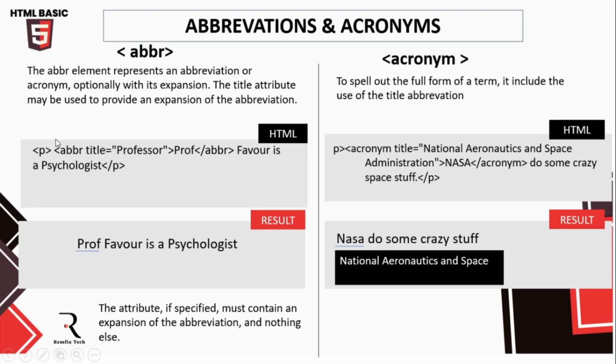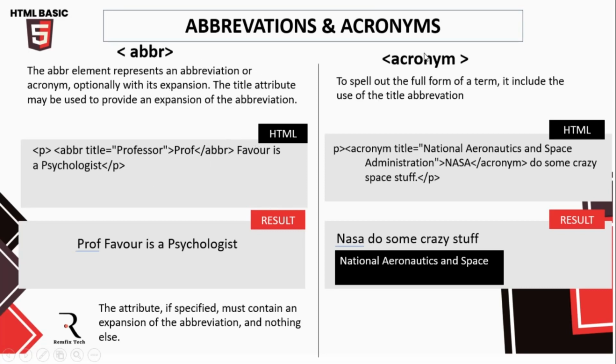You observe that I have a paragraph too, but inside the paragraph now I have an abbreviation tag, with the opening abbreviation tag and the closing abbreviation tag. One thing you must observe about the abbreviation tag is that it must have a title. The title represents the full meaning of this particular word, which is prof, referenced as professor. So that's an example of abbreviation.